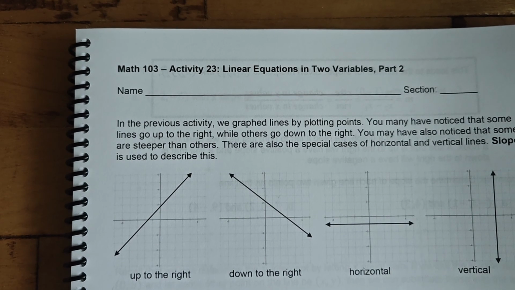This video will cover activities 23 through 27 in preparation for exam 2 for Math 103 Accelerated. Activity 23 is linear equations in two variables.